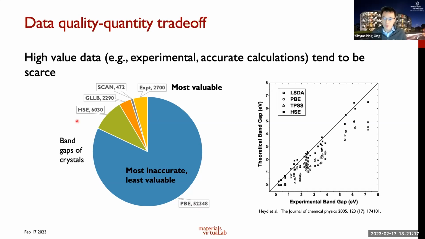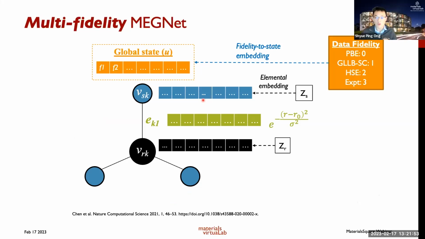However, you can also do band gap calculations using an HSE functional. Those are much more accurate, but your data size is much smaller, right? You only have about 6,000 of those. And of course, experimental band gaps are even fewer, right? So what we wanted to do was to adapt our MEGNet models to deal with this data quality-quantity trade-off in a way that doesn't require us to do more expensive calculations or more expensive experiments to get more data, right? And it turns out that the global state that I talked about just now is an extremely powerful way to handle this problem, right?